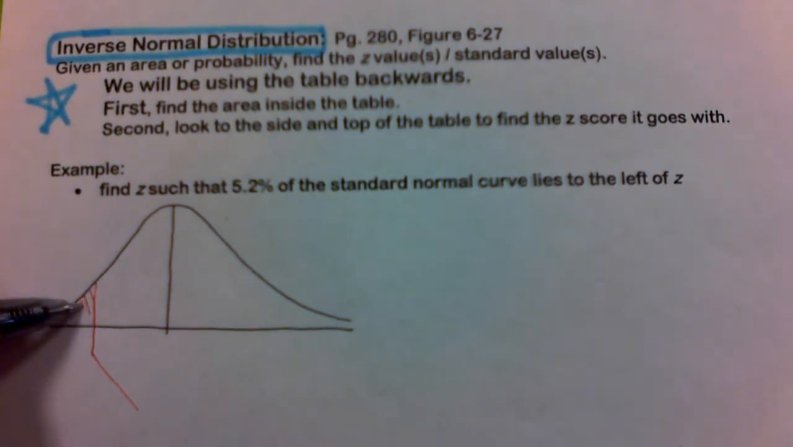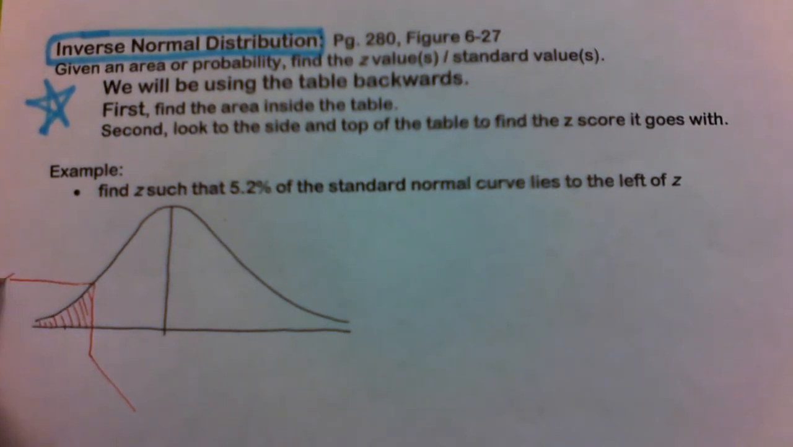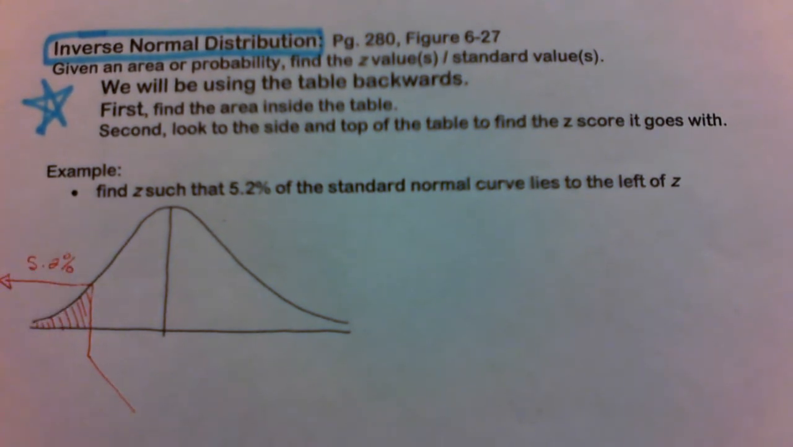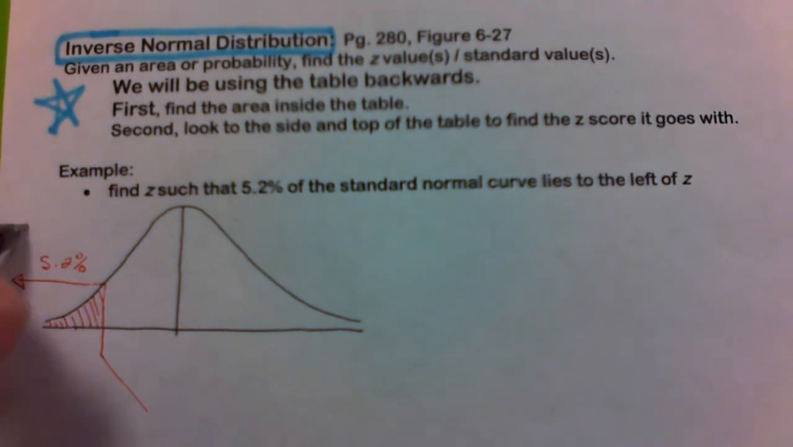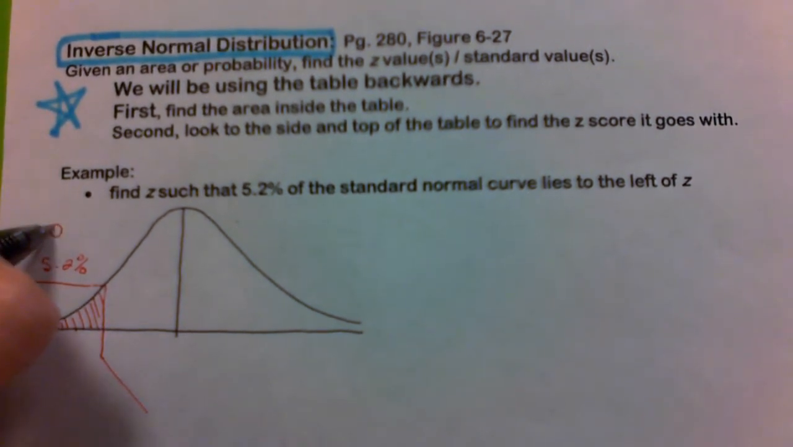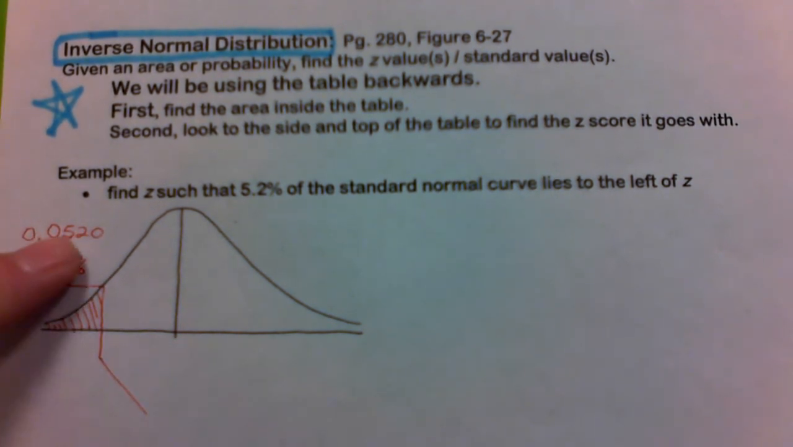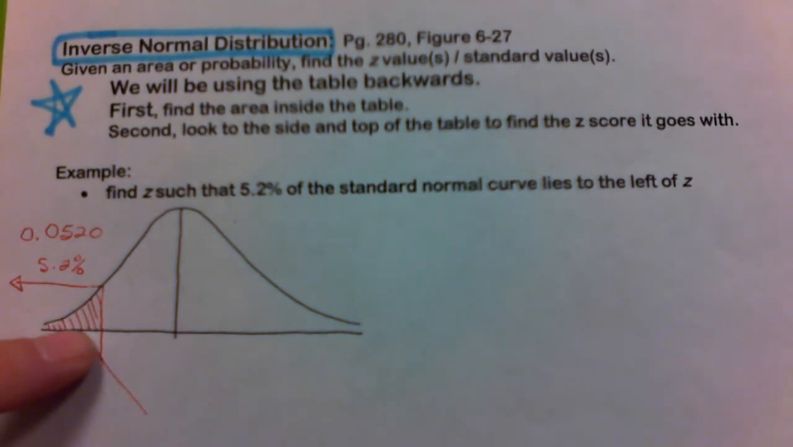So if we shade this in, and we're going to say that we have 5.2% shaded in, well, on our table, it's not given as percents, it's given as decimals, so I'm going to convert this to a decimal, 0.0520. This is the number I'm going to look for on my Z table. Now, what I can figure out is I do know based upon the amount that is shaded that my Z value is a negative number.